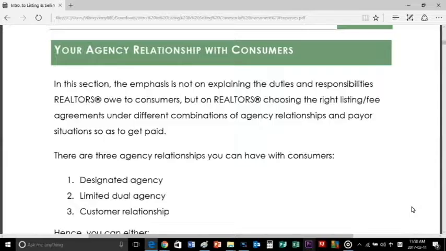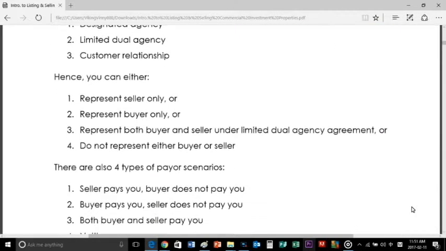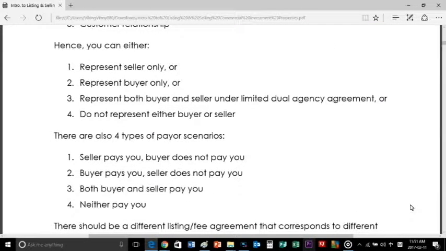There are 3 agency relationships you can have with consumers: 1. Designated agency. 2. Limited dual agency. 3. Customer relationship. Hence, you can either 1. Represent seller only, or 2. Represent buyer only, or 3. Represent both buyer and seller under limited dual agency agreement. Or 4. Do not represent either buyer or seller.